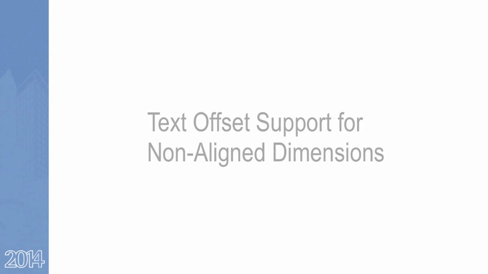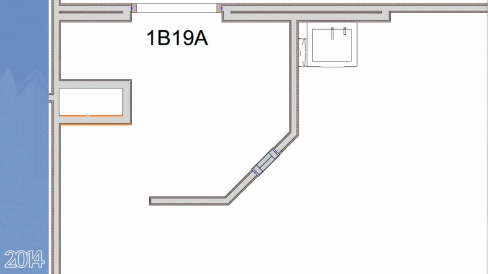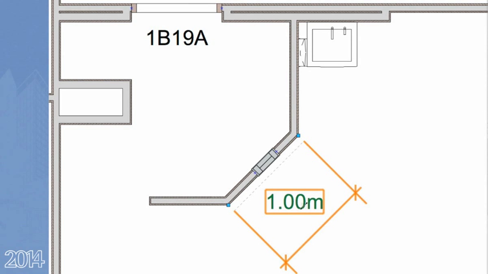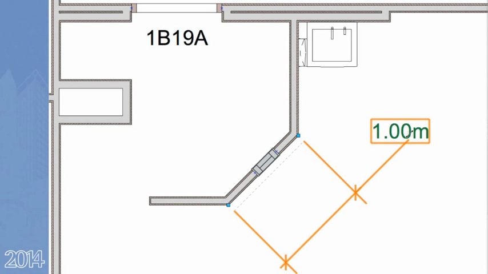Now let's look at text offset support for non-aligned dimensions. Let's switch to another floor plan and zoom into this angled wall. Notice that after adding an unconstrained dimension, the text can be relocated at will. This may seem like a small improvement, but it's one that was highly wished for by you, the users.